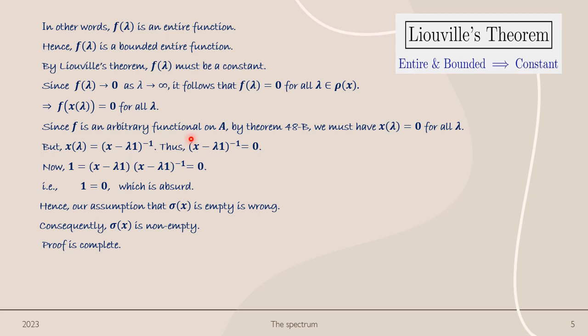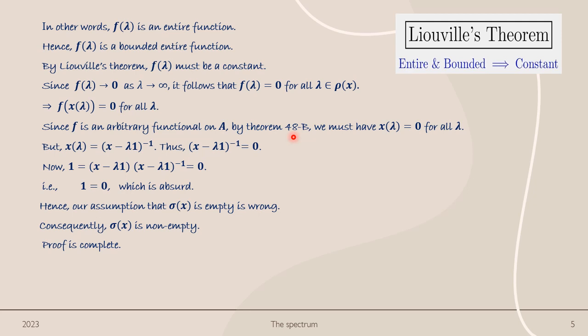Since f is an arbitrary function on A, by theorem 48b, which is a corollary to the Hahn-Banach theorem, we must have x of lambda equal to 0 for all lambda. But actually what theorem 48b says is that whenever there is a non-zero vector in the normed linear space, correspondingly we can get a non-zero functional f.